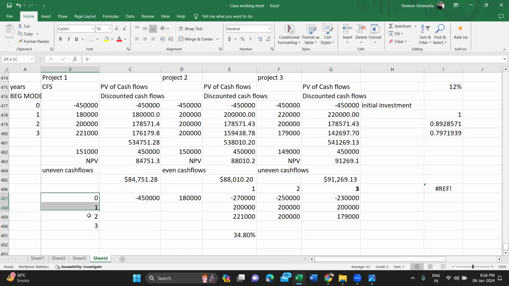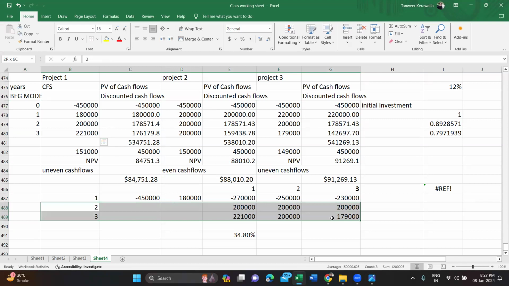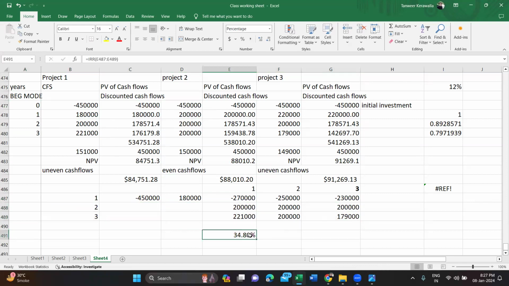Okay, let me make it easy for you. The one, two, and three: beginning of year one, beginning of year two, beginning of year three. So at the beginning of year one, two things are happening. Something is coming in, something is going out everywhere. So we take the net figure, and for beginning of year two and beginning of year three, simply copy the figures as they are, and then you compute the IRR. So you copy it like this.